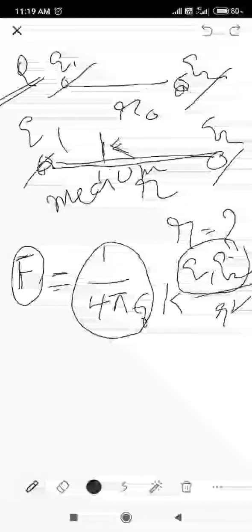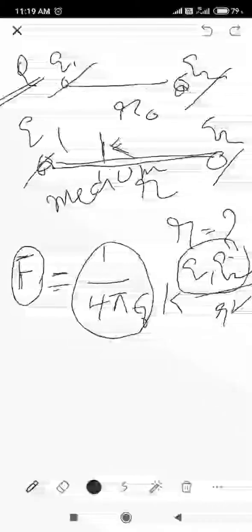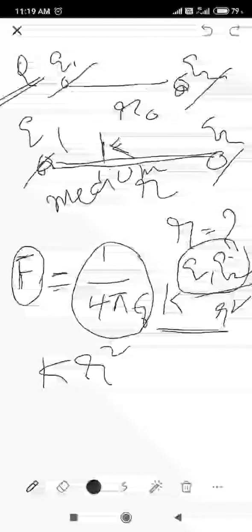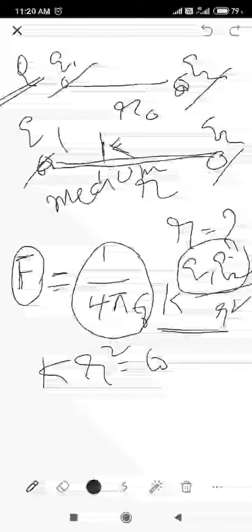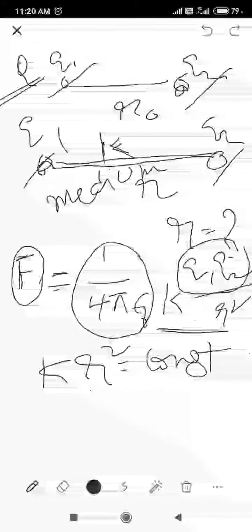So as F is constant, 1 by 4 pi epsilon naught is constant, and the q1 q2 product is constant, then we are having only k into r square. That k into r square product must be a constant. That means the kr square product in the first case and the kr square product in the second case must be equal.